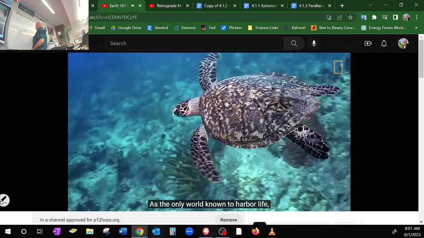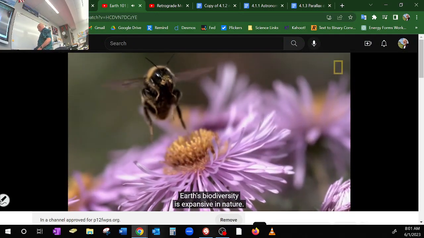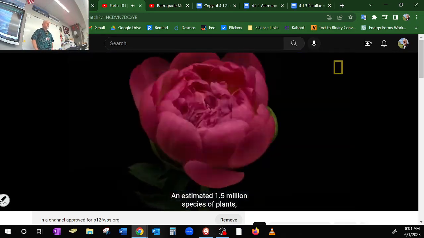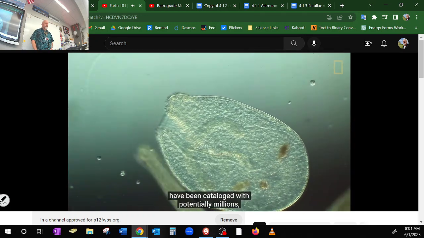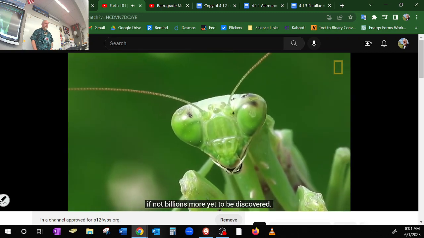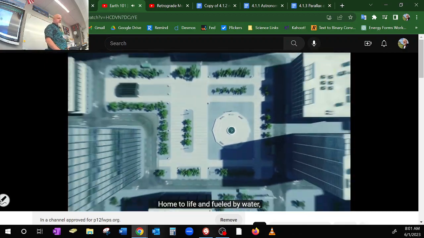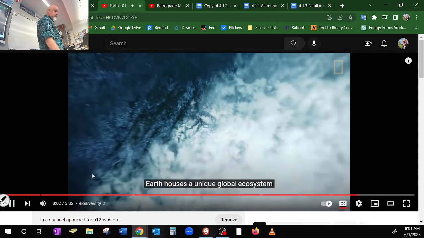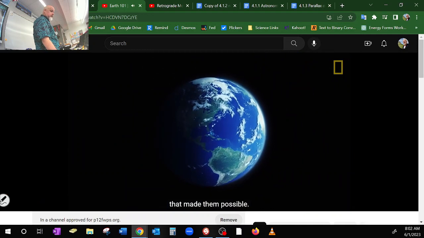As the only world known to harbor life, Earth's biodiversity is expansive in nature. An estimated 1.5 million species of plants, animals, bacteria, fungi, and others have been cataloged, with potentially millions, if not billions more, yet to be discovered. Home to life and fueled by water, Earth houses a unique global ecosystem, as curious and as grand as the astronomical events that made them possible.